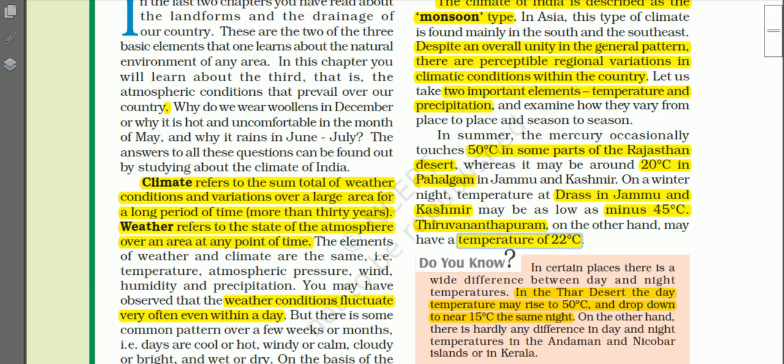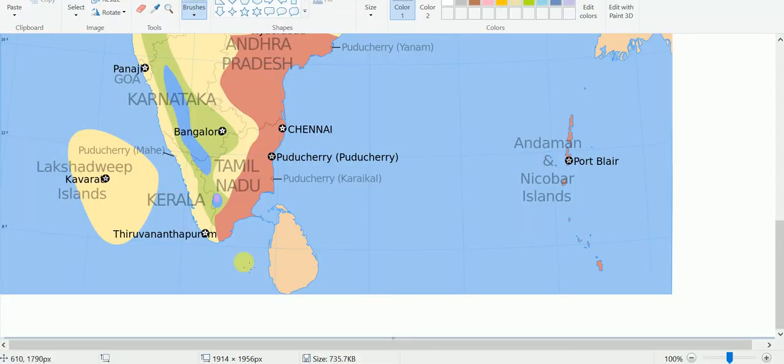Whereas in Kerala, here, Thiruvananthapuram, in the winter season, the temperature is only about 22 degrees Celsius.